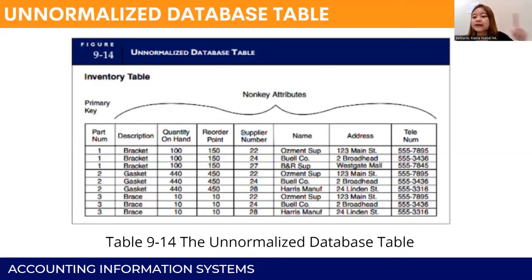So first, para mapakita natin yung update anomaly, let's look at supplier number 22. So as a recap, ano nga ba yung update anomaly? Ito yung data redundancy. So si supplier number 22, nasa part number 1 siya, part number 2, and part number 3. It means na in every part, nagsusupply siya ng different inventory. So nakikita natin dito na paulit-ulit nga siya. Ano nga ba yung problema doon?